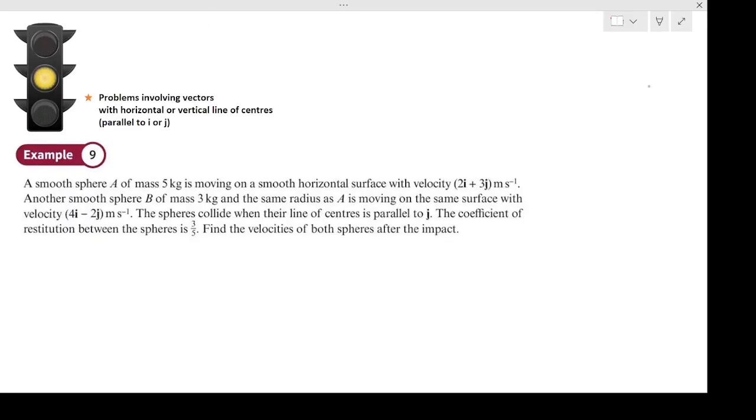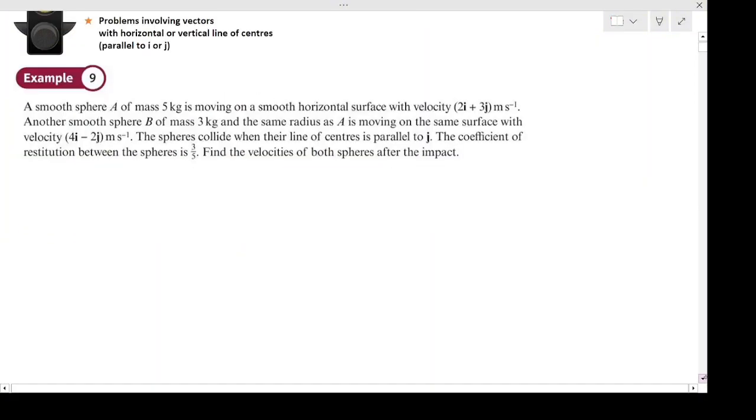Okay, now we're going to be involving vectors, right? And actually with vectors, with collisions with two spheres, it's really nice because we can literally just use equations and it works out quite nicely. I don't even need to draw a diagram when we've got vectors, really, because I can just use equations in a straightforward way. So let's have a look at this question here.